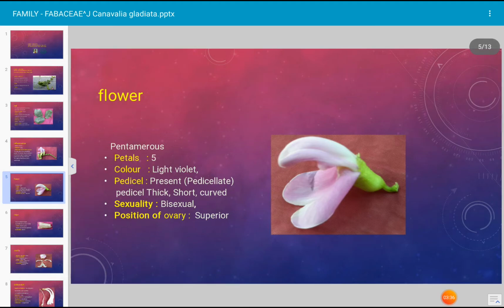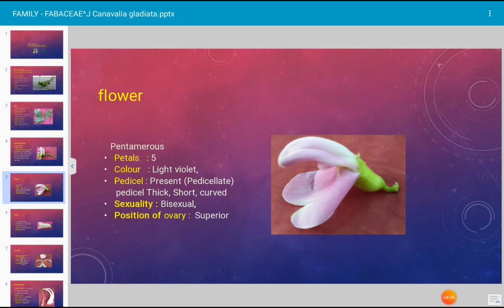Next, this is the flower of Canavalia gladiata. Flower is pentamerous. Penta means 5. There are 5 petals in the flower and the color of the flower is a very beautiful light violet, pinkish violet. Pedicel is present in the flower, which is short, slightly curved and thick. When the pedicel is present, the flower is described as pedicellate flower.